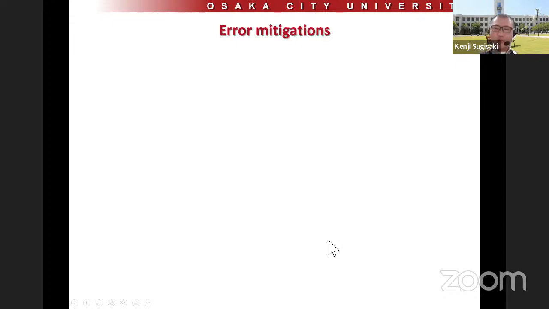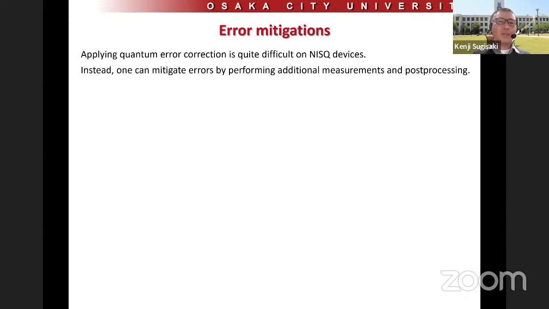Also, an important procedure in VQE is error mitigation. Because the NISQ devices are very noisy, we always think about the effect of errors. Applying quantum error correction is quite difficult on NISQ devices because of the limited number of qubits and the limited coherence time. But instead, we can mitigate errors by performing additional measurements and post-processing.